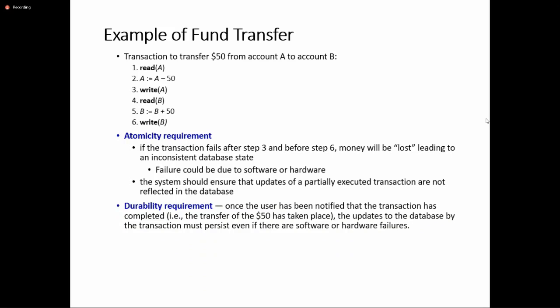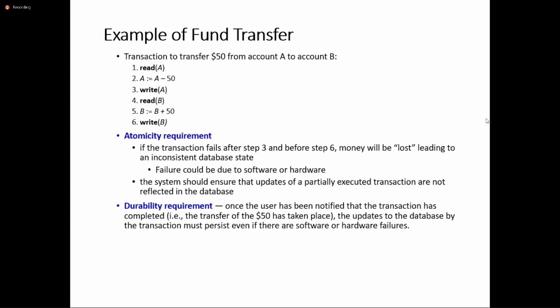Thus, because of the failure, the state of the system no longer reflects a real state of the world that the database is supposed to capture. We term such a state an inconsistent state. We must ensure that such inconsistencies are not visible in the database system.